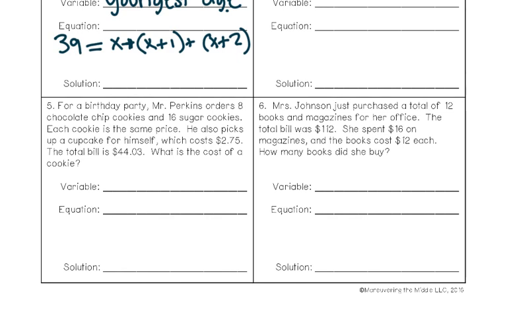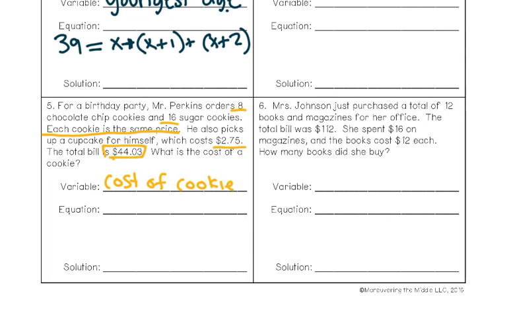All right, on to number 5. For a birthday party, Mr. Perkins orders 8 chocolate chip cookies and 16 sugar cookies. Each cookie is the same price. He also picks up a cupcake for himself, which is $2.75. The total bill is $44.03. What is the cost of a cookie?